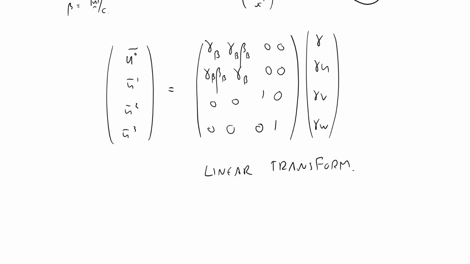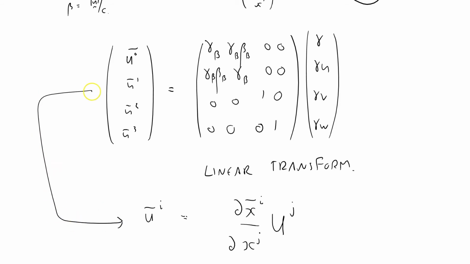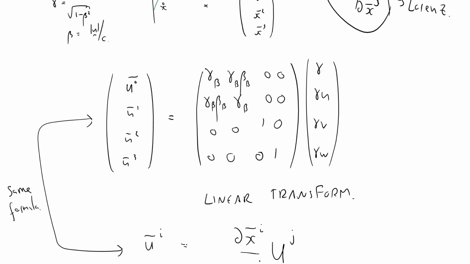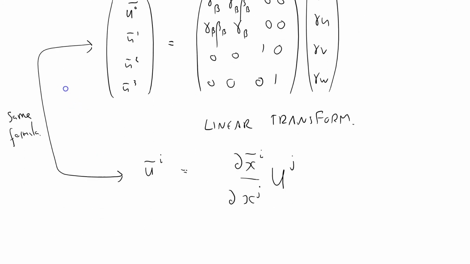Let me write that down from a coordinate perspective. I'm asserting that u bar i equals partial x bar i by partial x j, u j. Remember, I'll do this peculiar dance. These are 4 vectors. We're going to sum over j. That's a bar, so that's a bar, and that's i. These two things here are the same formula. It's just written in a different notation, that's all. And I'm taking advantage of the fact that the Lorentz transform is linear.